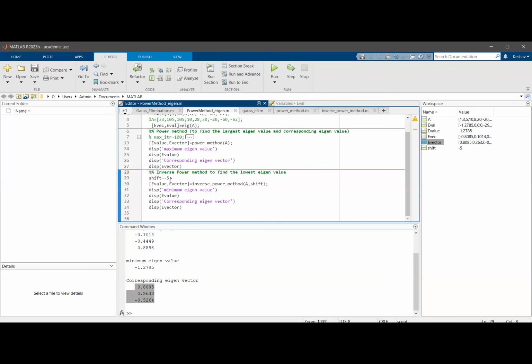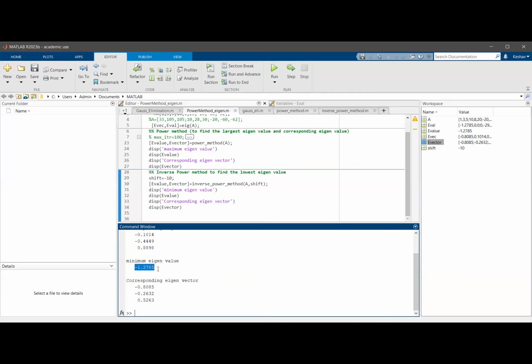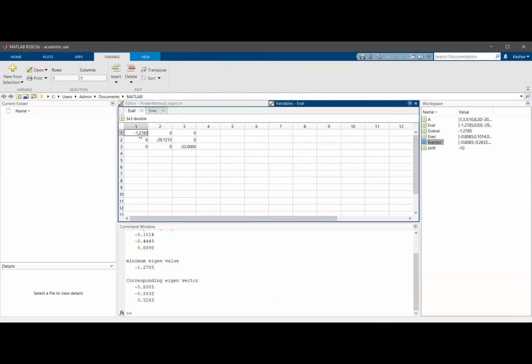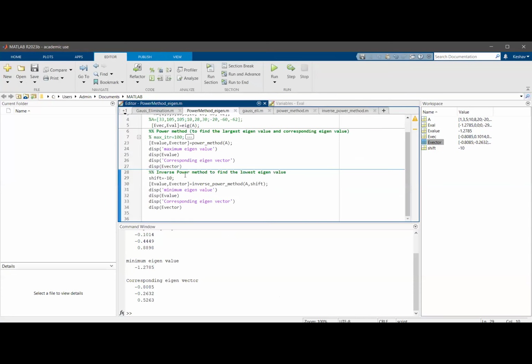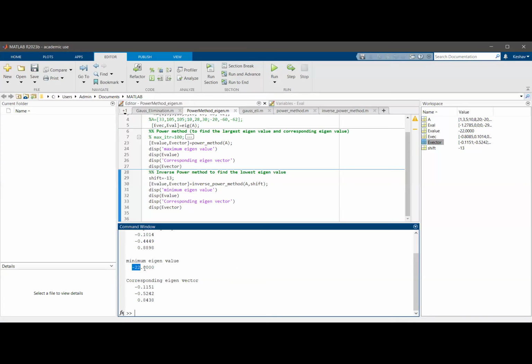If I increase it to -10 and run it, I still get the same answer. Why? Since -10 is closer to -1.2785 compared to -22. If I simply put 13, suppose, and now I run, see, now it has given 22 and its corresponding eigenvector. Clear?